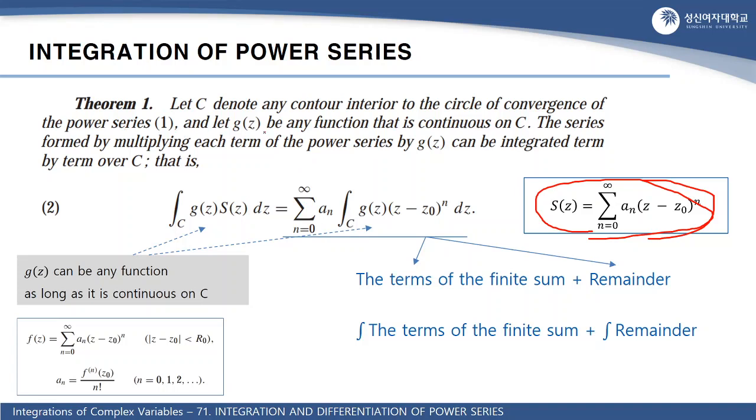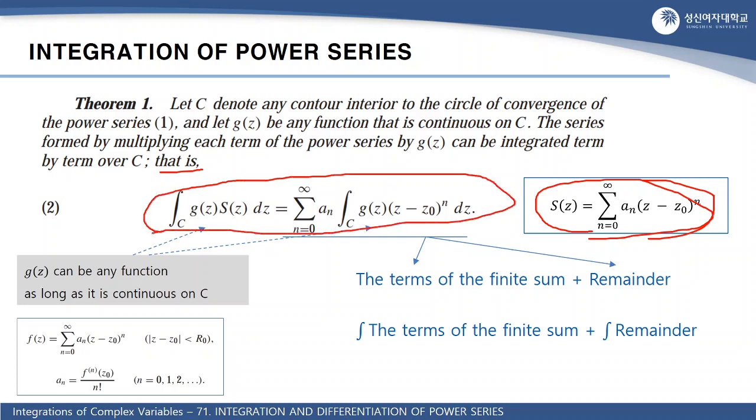And let g of z be any function that is continuous on C. The series formed by multiplying each term of the power series by g of z can be integrated term by term over the contour C. That is, we have this expression 2.